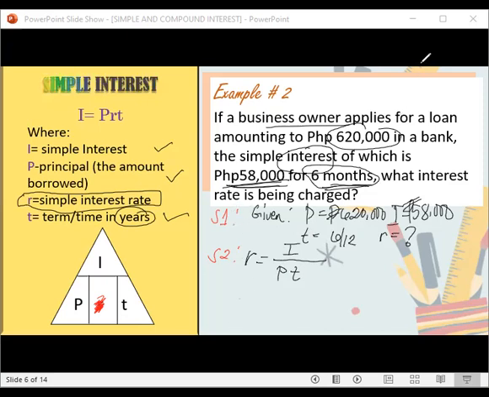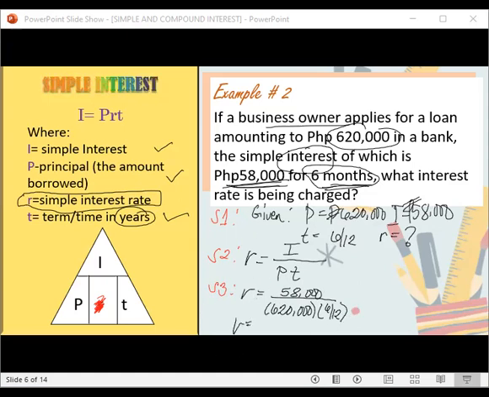Now, step number 3. Step number 3 is simplify using the GEMDAS. So, ang gagawin po natin ay i-substitute yung given doon sa formula, then i-simplify natin siya. So, rate is equal to, ano yung interest natin? 58,000 pesos. Next, ano yung principal? 620,000. Ano yung time? 6 over 12.